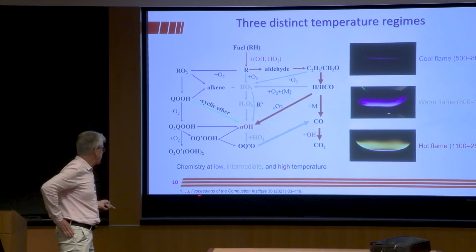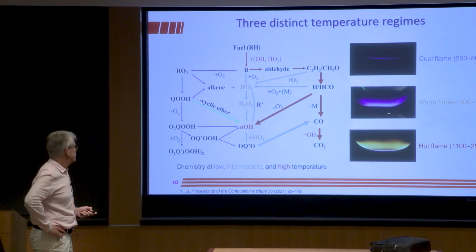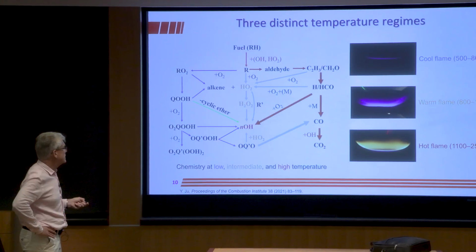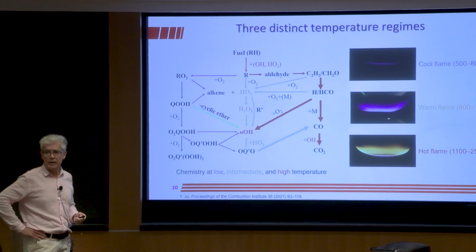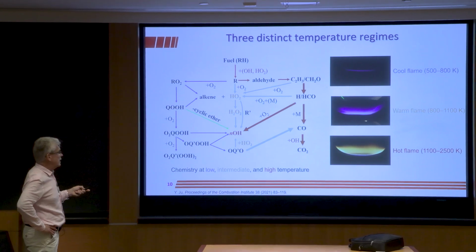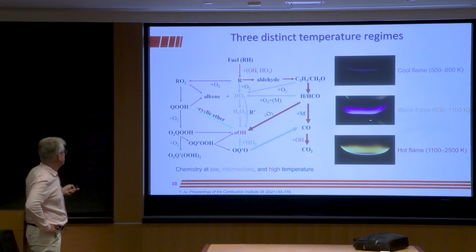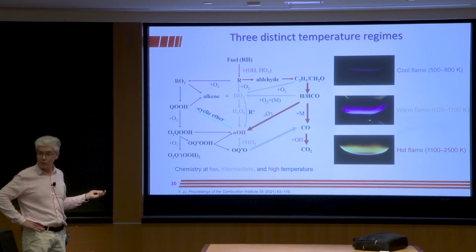This is a slide taken from Professor Dew's plenary lecture given at the symposium in 2021. I asked him if he would mind sharing the slide with me, and he quite kindly did. What has been recorded is that we see cool flames in the temperature range 500 to 800 Kelvin, a warm flame in the range 800 to 1100 Kelvin, and a hot flame from 1100 to 2500 Kelvin. So what's causing this chemistry? He's showing here that the cool flame chemistry, the blue arrows, occurs through the low temperature chemistry that I just showed you.